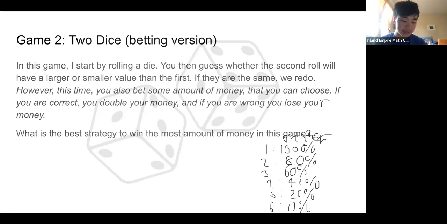So, does anyone have any ideas about which dice roll? Because you know what the first die is going to be. You will bet after the first die is rolled. So does anyone have any ideas as to how much money, or which one you should bet the most money on, based on the probabilities of the first roll? 1, 2, 3, 4, 5, 6. I'll give you a moment to think about it.